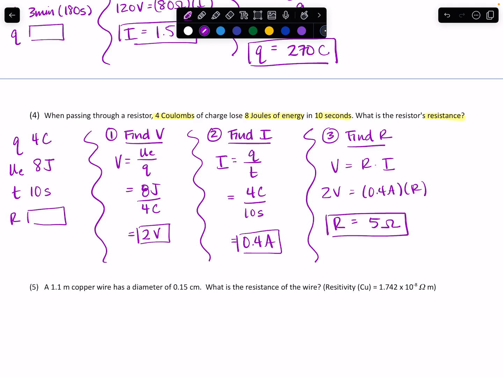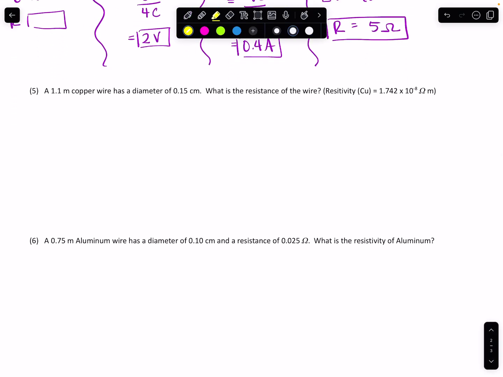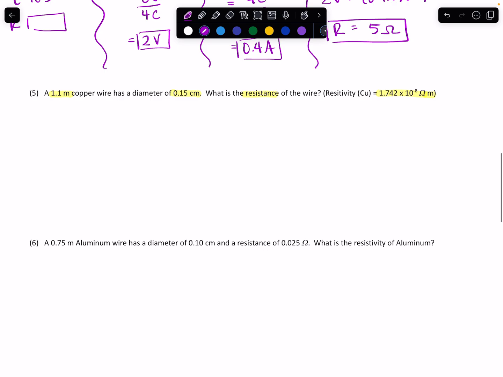Okay? All right, so now this next one I promise is a resistivity problem. Sorry about that. A 1.1 meter copper wire has a diameter of 0.15 centimeters. What is the resistance in the wire? The resistivity of copper is 1.742 times 10 to the negative 8 ohm meters. So again, I'm going to list out what I have.